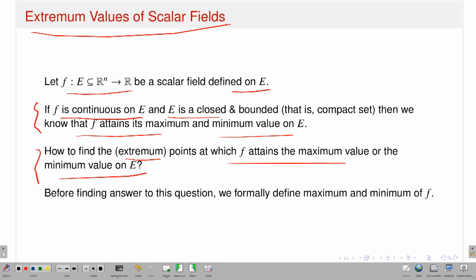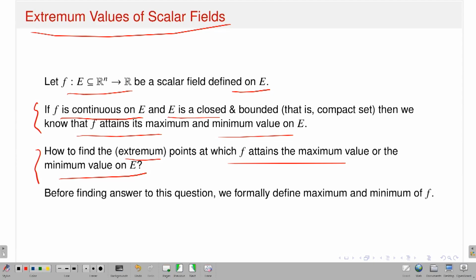In the single variable case, you know that if I have a function f from a closed interval [a, b] to R, and my function is continuous, then it attains its maximum and minimum, the supremum or infimum. A similar phenomenon I would like to investigate in the context of a scalar field. That is why I assume that the domain E is compact, so that the maximum and minimum exist. Then I would like to find the points in E at which it attains those maximum and minimum values, or extremum values.